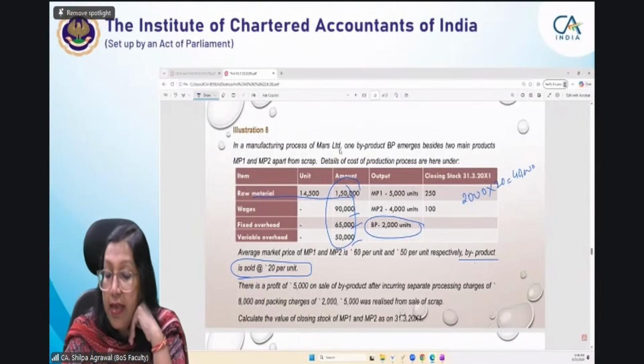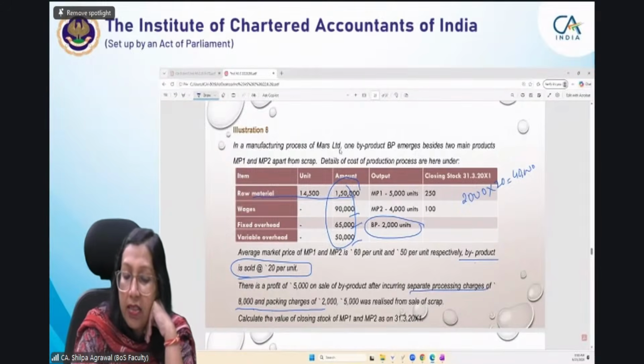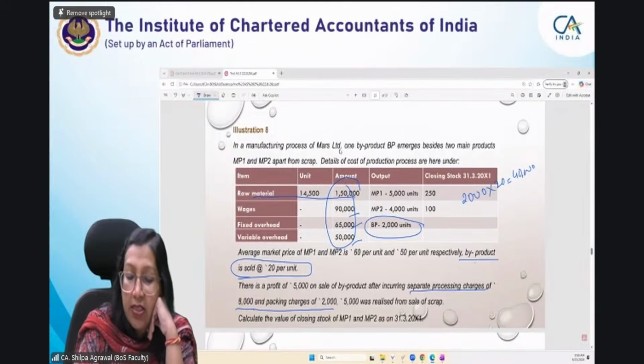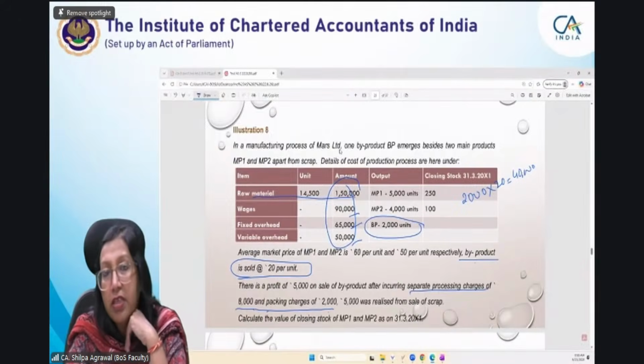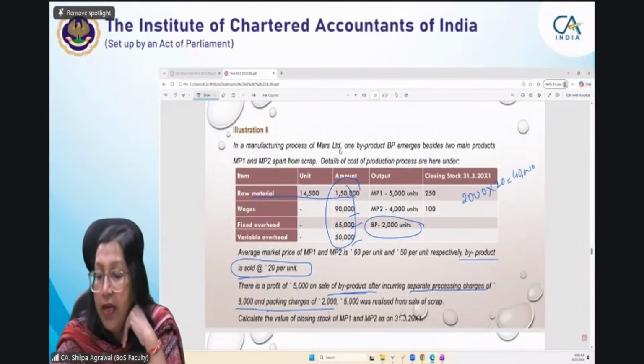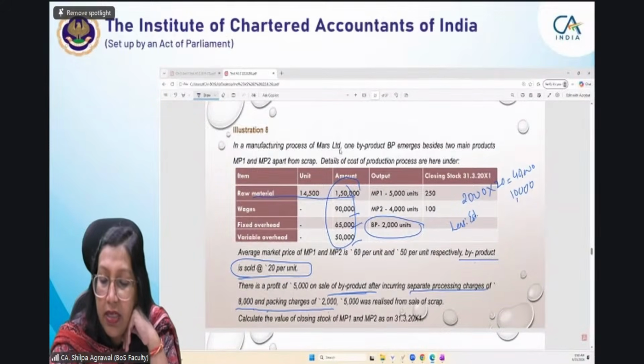After incurring separate processing charges of 8,000 and packing charges of 2,000. So what we incurred, separate processing charge of 8,000 and packing charge of 2,000, for byproduct. So byproduct का हमने कितना एक्सपेंस किया? 10,000 हमने फर्दर एक्सपेंस किया था. This will be estimated selling price, estimated cost of completion.